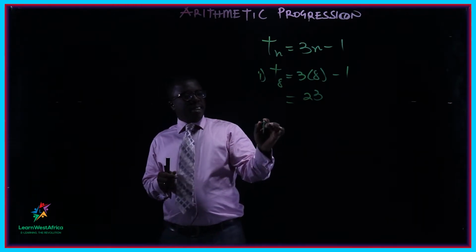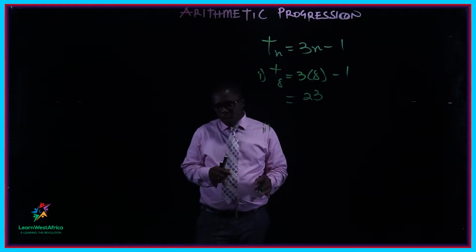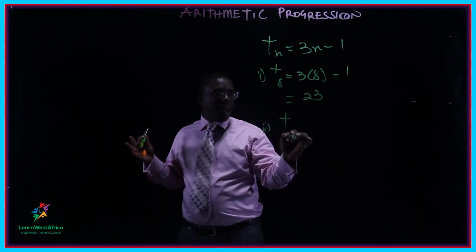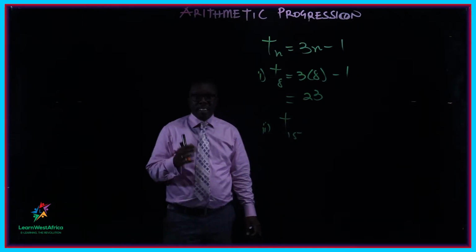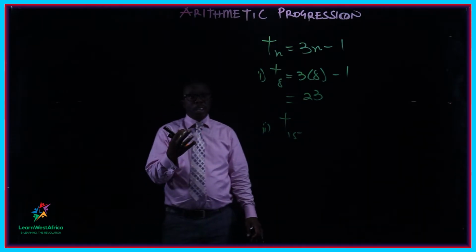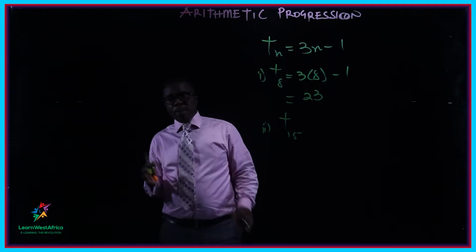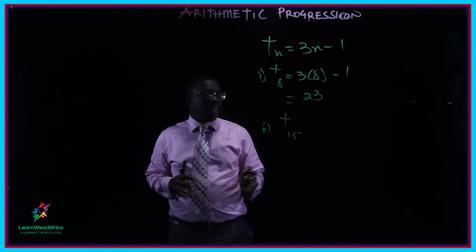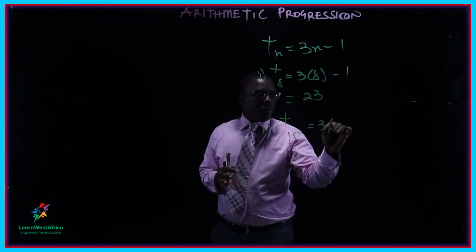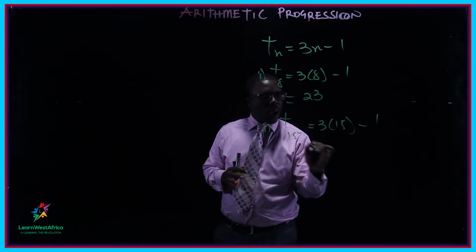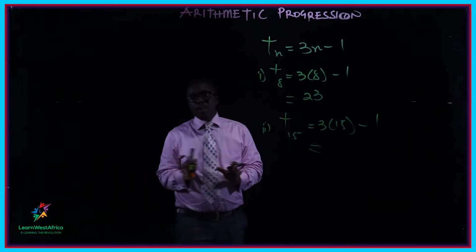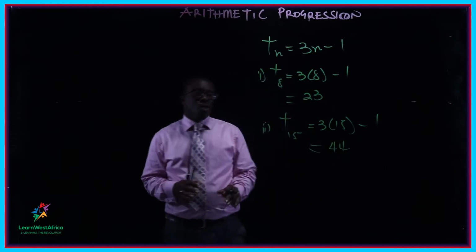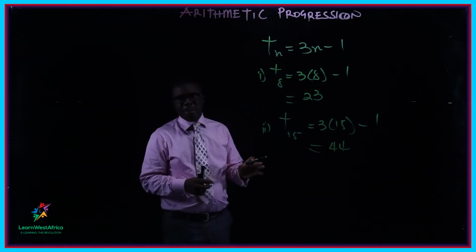Okay. Then the second part, II, says that we should find the 15th term. 15th term, that will be T15. So again, we go to the expression that we've been given for the AP, and wherever we see n, we put 15 in there. This is going to give us 3 into bracket 15 minus 1. 3 times 15 will give you 45, then minus 1, that will give you 44. So our 15th term is 44.